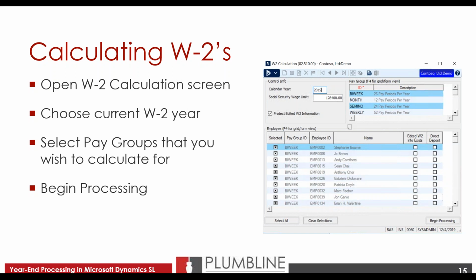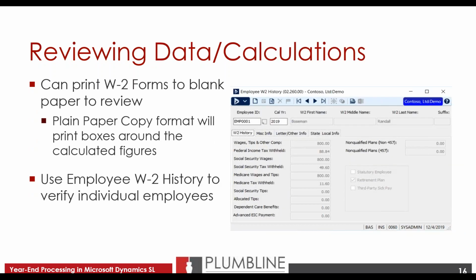And as you select those pay groups, the employees that are contained within those pay groups are going to populate in the lower employee grid on the bottom half of the screen. You would select the employees that you wish to calculate for and click Begin Processing. It will populate the tables then that are needed to print the W-2 forms and create the electronic file if you're filing electronically. We'll take a deeper look at reviewing the data and the calculations now.